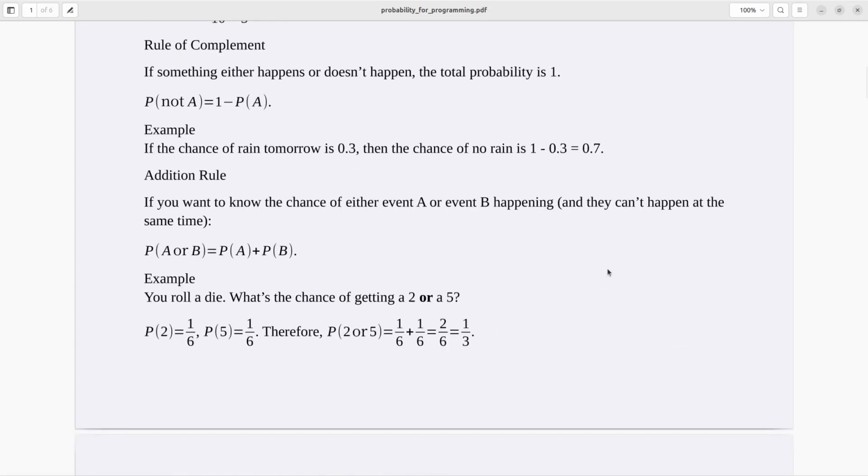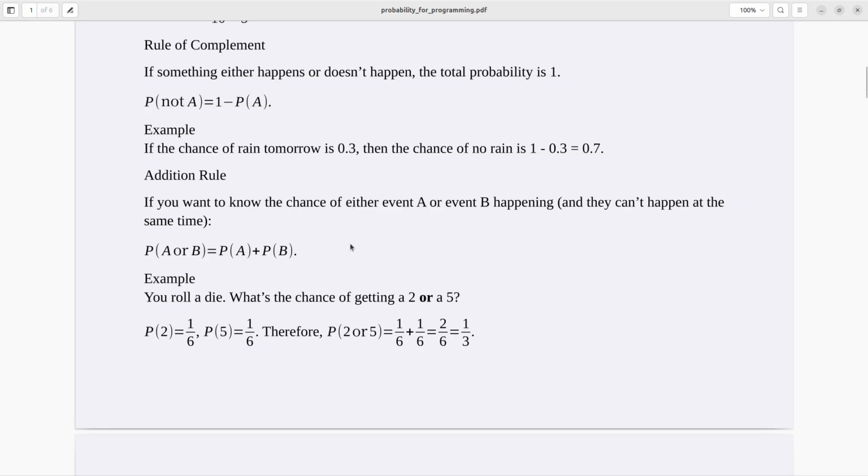And let us talk about the addition rule. What is the addition rule in probability? If we want to know the chance of either event A or event B happening, and they cannot happen at the same time, we can use the addition rule. So we can have this formula here: P(A or B) equals P(A) plus P(B), okay? So if event A and event B cannot happen together, we just add the individual probabilities to get the probability of either A or B occurring, okay?